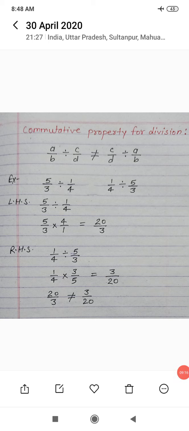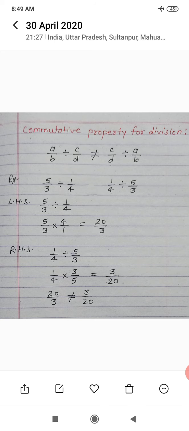Commutative property for division. For any two rational numbers a by b and c by d, we have a by b divided by c by d not equal to c by d divided by a by b. For example, given the two rational numbers 5 by 3 and 1 by 4, then 5 by 3 divided by 1 by 4 and 1 by 4 divided by 5 by 3. We will solve LHS. 5 by 3 divided by 1 by 4, 5 by 3 into 4 by 1 is equal to 20 by 3.